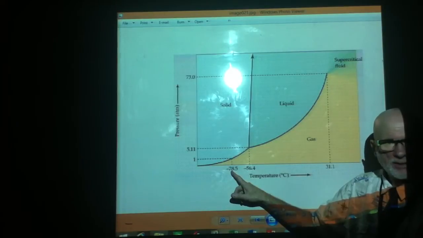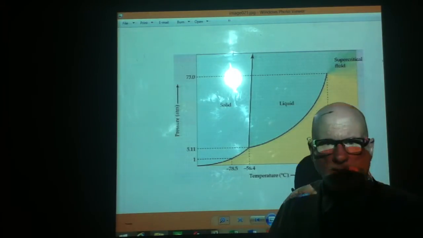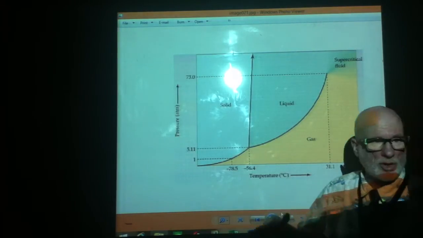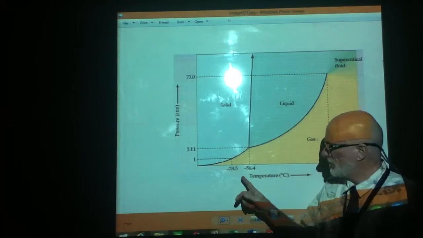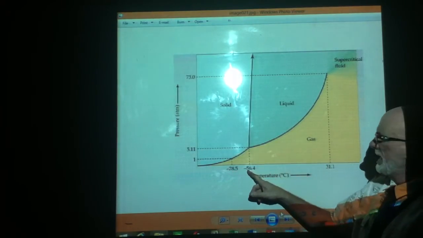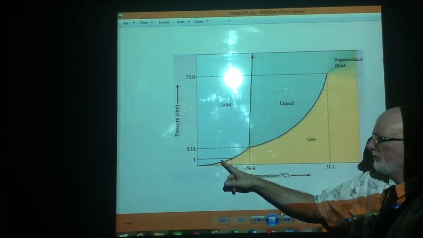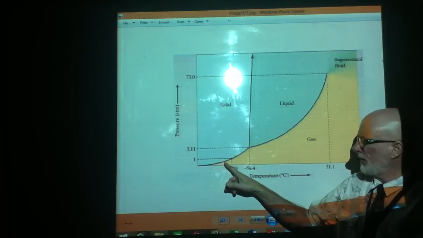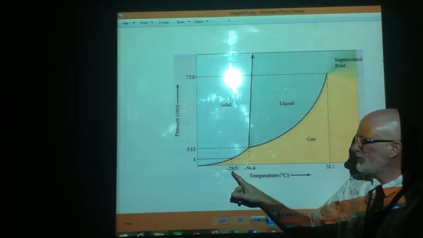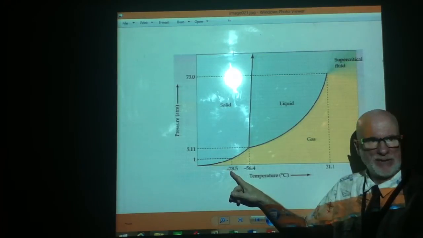So this is called what? What's solid carbon dioxide called? Dry ice. Dry ice, yeah. The reason it's called dry ice is because it sublimes. Look, this is negative 54, okay? But look at this. At 1 atmosphere, it goes from a solid to a gas at a very cold temperature. You see that? It sublimes at negative 78.5.